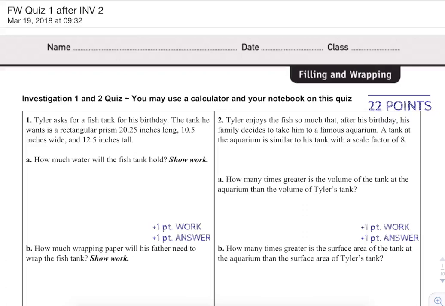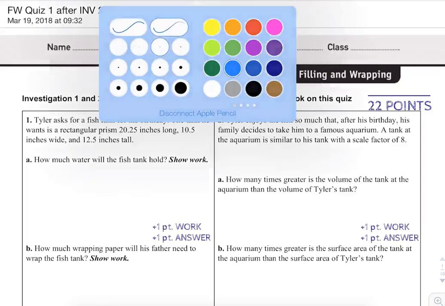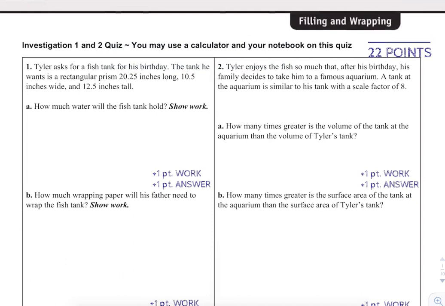Okay, so your quiz is out of 22 points, and these are how to grade it. So I'm not too picky about being exact. I know it said to round to the nearest tenth. So for the first one, you have a rectangular prism that is 20.25, 10.5, and 12.5 inches.